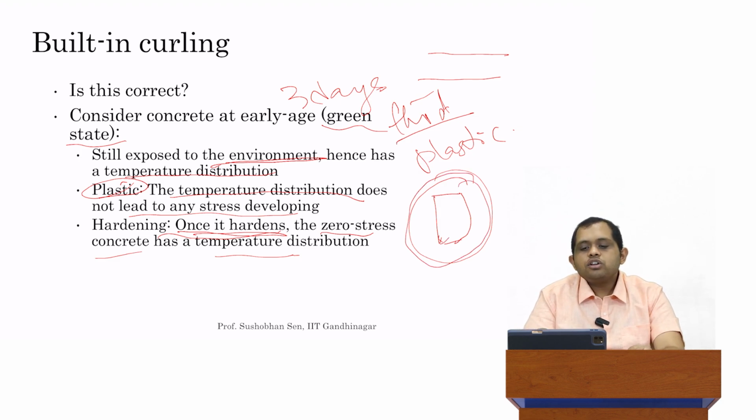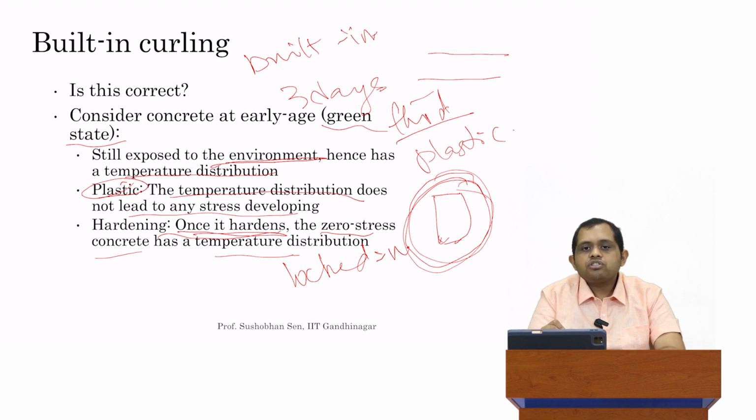So really, the zero stress configuration, the temperature distribution at which the stresses are zero, is not a constant uniform temperature configuration. It is actually a configuration where you have some nonlinear temperature distribution which has developed and has become what we call locked in, or more generally, it has become built in.